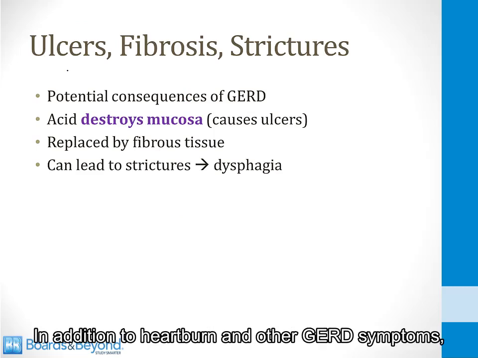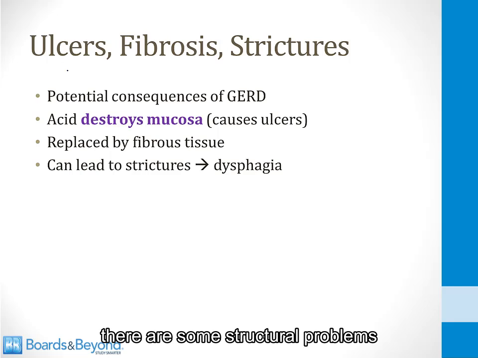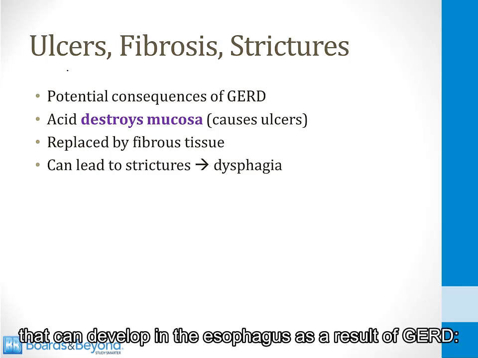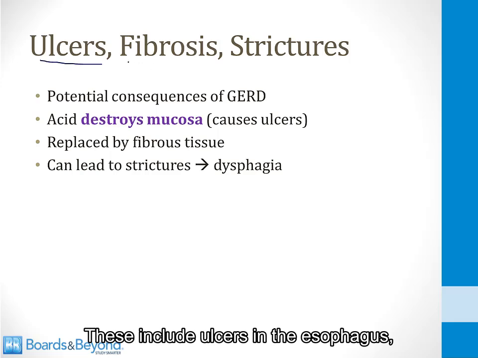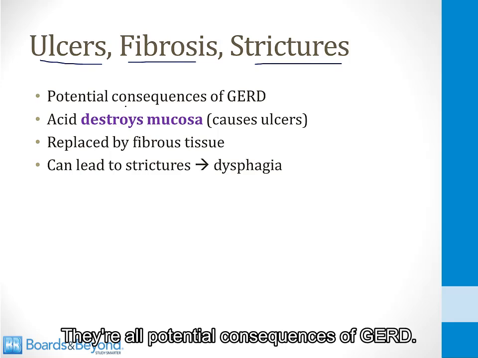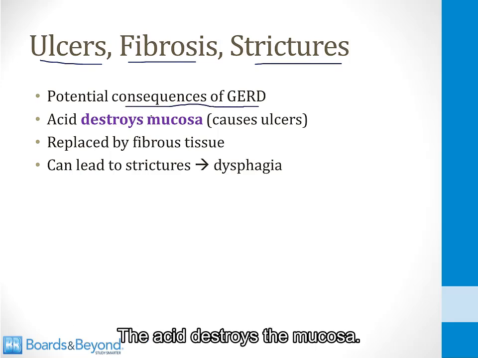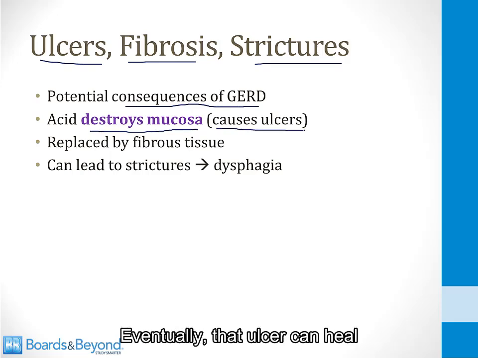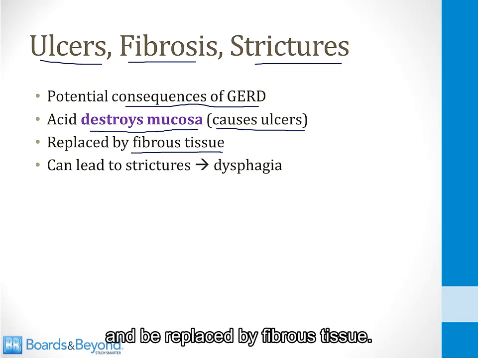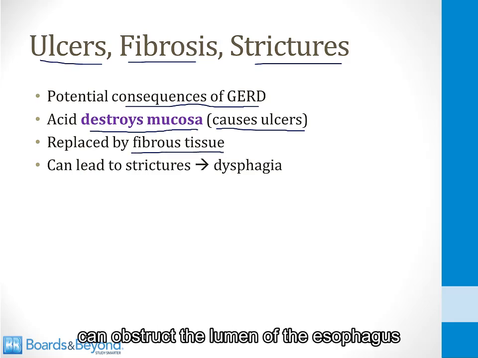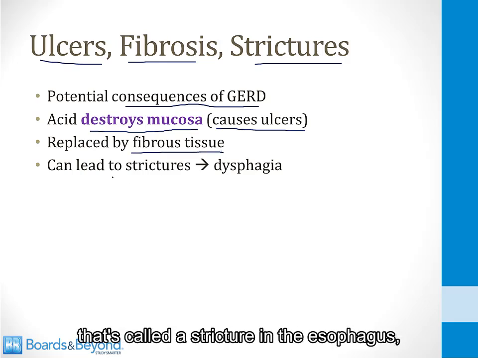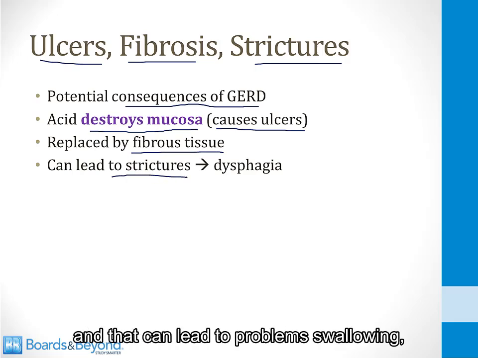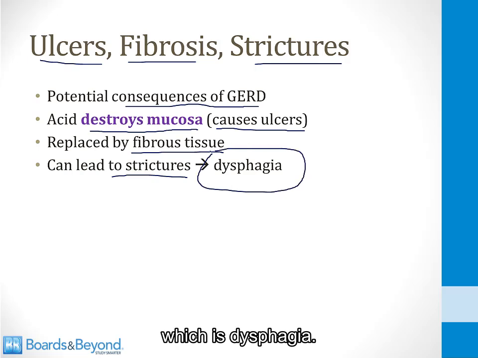In addition to heartburn and other GERD symptoms, there are some structural problems that can develop in the esophagus as a result of GERD. These include ulcers in the esophagus, fibrosis, and strictures. They're all potential consequences of GERD. The acid destroys the mucosa, and when this happens, you can develop an ulcer. Eventually, that ulcer can heal and be replaced by fibrous tissue, and the fibrous tissue can obstruct the lumen of the esophagus. That's called a stricture in the esophagus, and that can lead to problems swallowing, which is dysphagia.